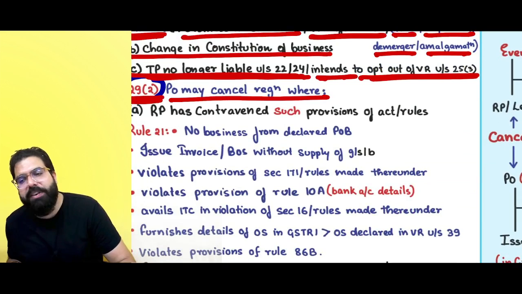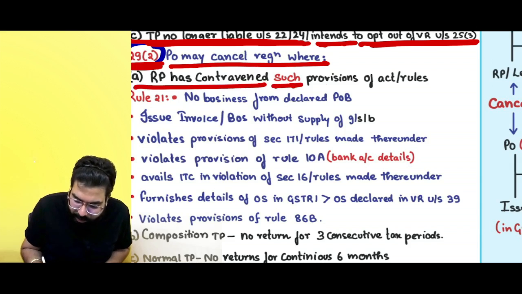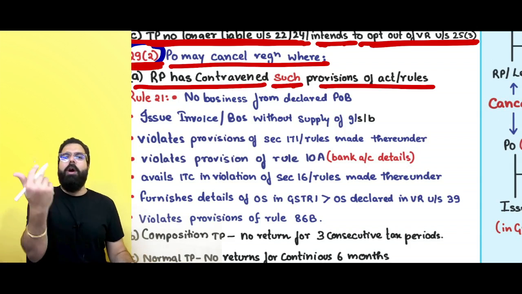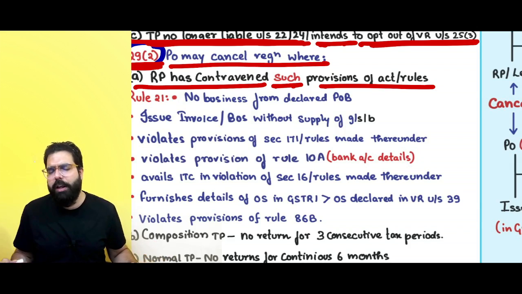When can the proper officer go ahead and cancel your registration? Sir, when you have done such contravention of the act or rules. Such contravention means, supposing, 1 rupee invoice I did not give, 300 rupees invoice I did not give, up to 200 anyway, less than 200 anyways invoice is not required.